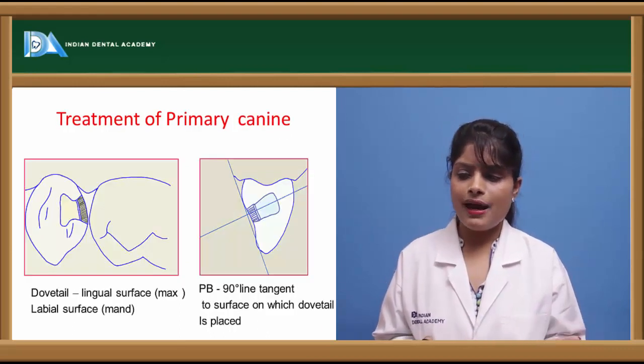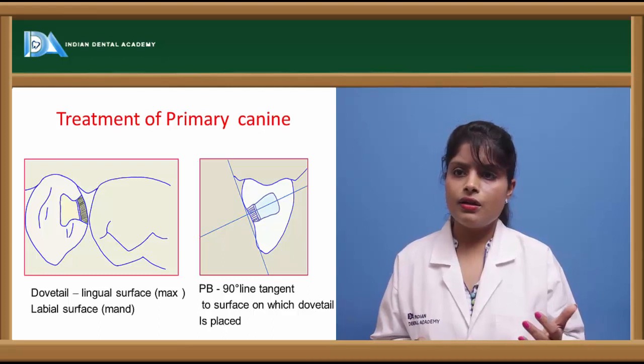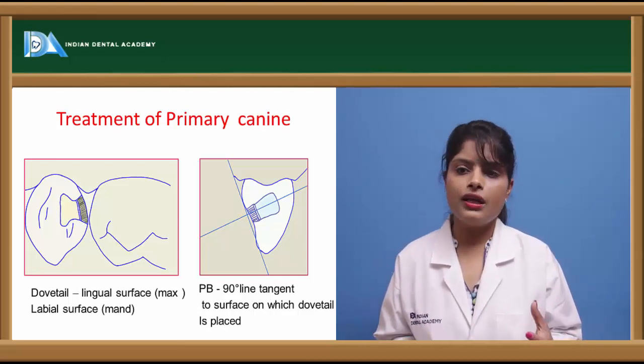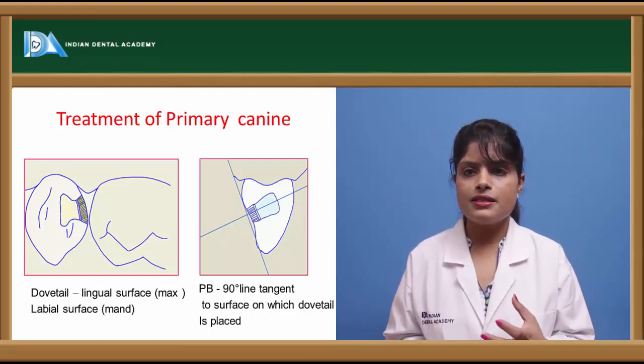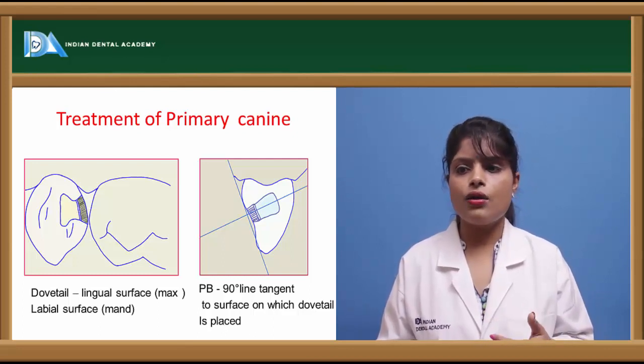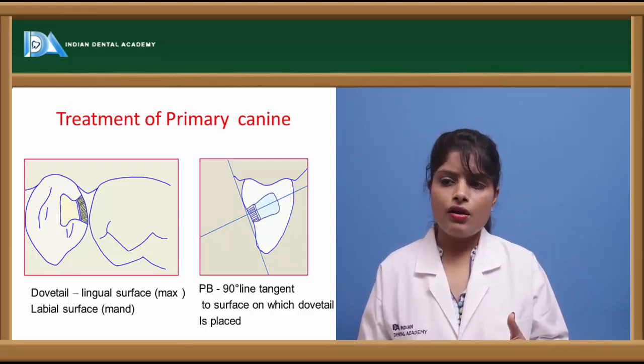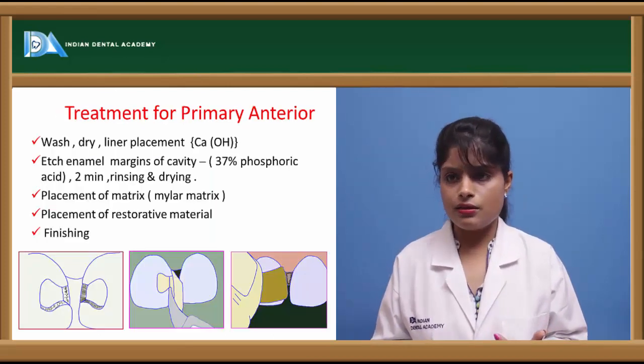In the case of the primary canine, if the modified class 3 preparation is done, a dovetail is prepared on the lingual surface or the labial surface, for example in the maxilla or the mandible, and again a gingival groove is given and the dovetail is placed.